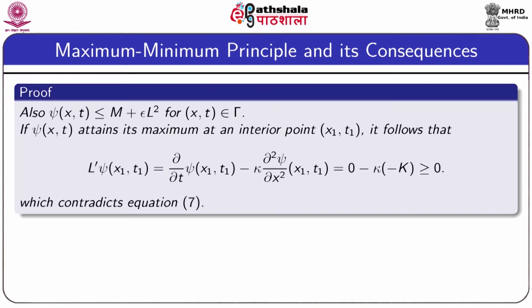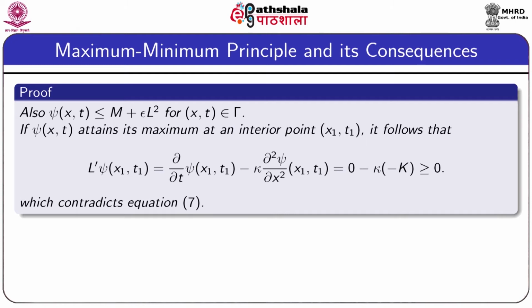If psi attains its maximum at an interior point x1, t1, it follows that L dash psi at the point x1, t1 is equal to del psi by del t at the point x1, t1 minus kappa del 2 psi by del x square at x1, t1. The first term is 0 and the second term, the value of del 2 psi by del x square, is negative, because we have assumed that psi attains its maximum at the point x1, t1.